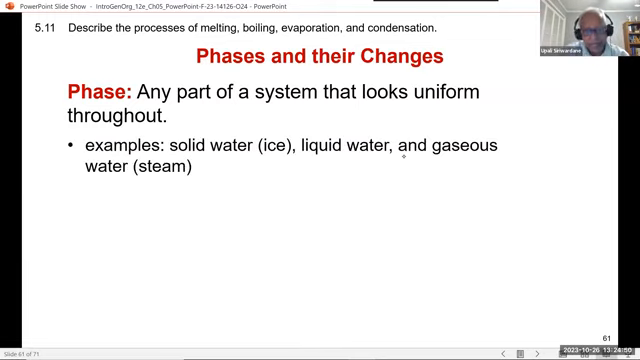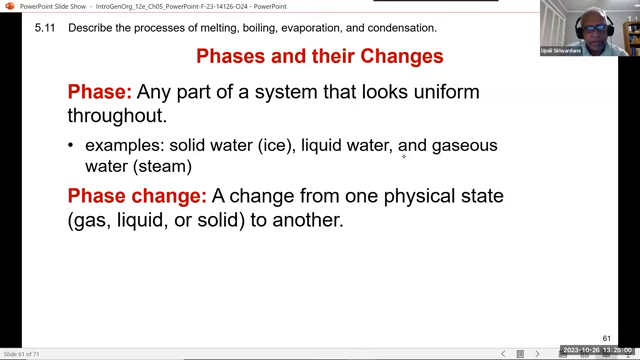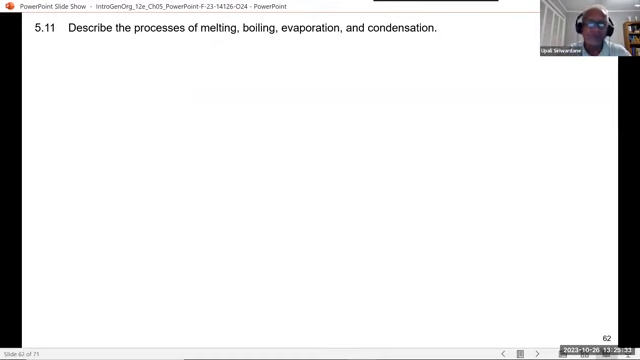I described that. Solid water is called ice. Liquid water is called water. Steam is gaseous water. A phase change is the change of phases, ice to water, water to gas. A change is called a phase change. When a phase change takes place, normally the temperature doesn't change. Temperature stays the same. Do you guys have a question?